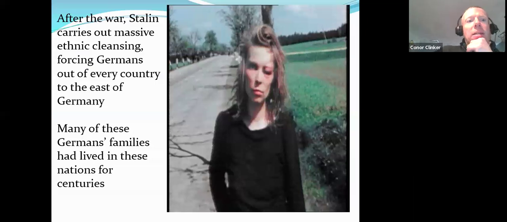After the war, Stalin ordered massive ethnic cleansing, forcing every German out of every country to the east of Germany. I'll show you the map in a minute. These are not Nazis. These are not soldiers. These are not even German citizens. These are people who happen to be ethnically German in their DNA. I'm ethnically German in my DNA. I would have been included in this group. I'll show you the map in a minute to explain this, but German civilians who had nothing to do with the war, nothing to do with the Nazis, didn't even live in Germany, they were collectively punished for what the Nazis did. And they were forced out of their homes.